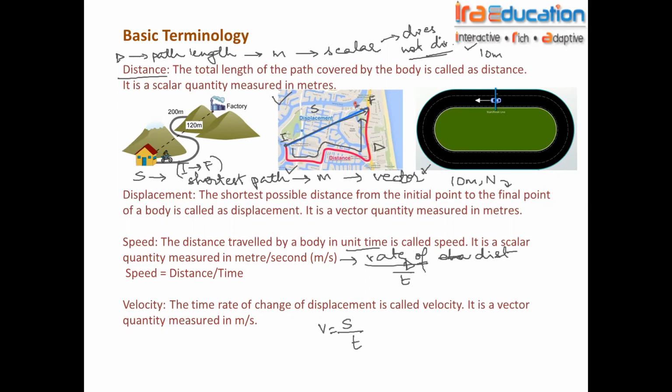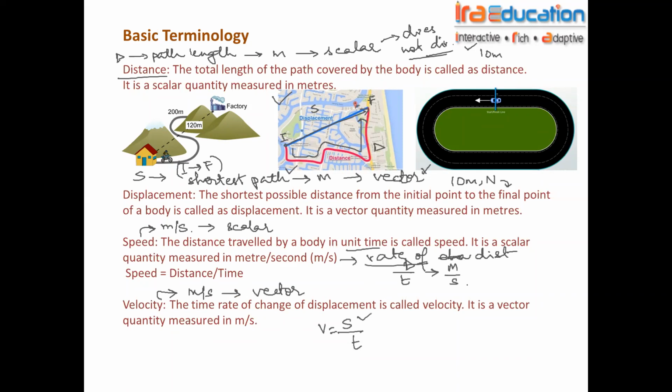So distance over time. So unit, tell me, distance is in meters, time is in seconds. So the unit of speed is meter per second. Is it a scalar or vector quantity? It is a scalar quantity, because it depends on distance for being measured. This one also has the same unit, meter per second, but it is a vector quantity, because it depends on displacement for being measured.